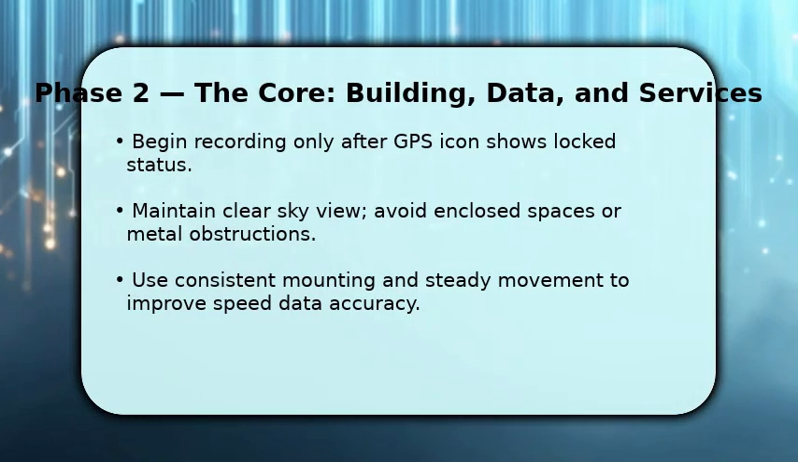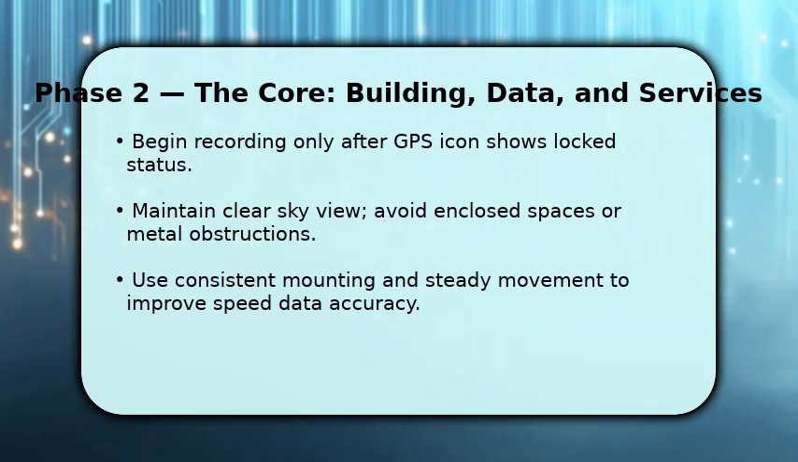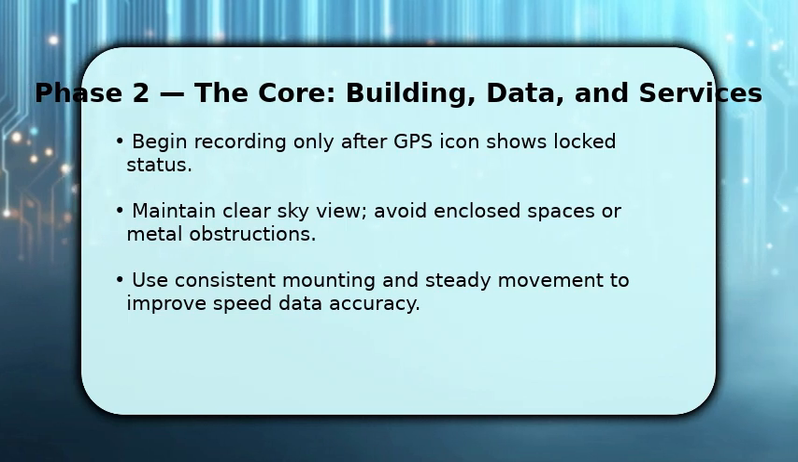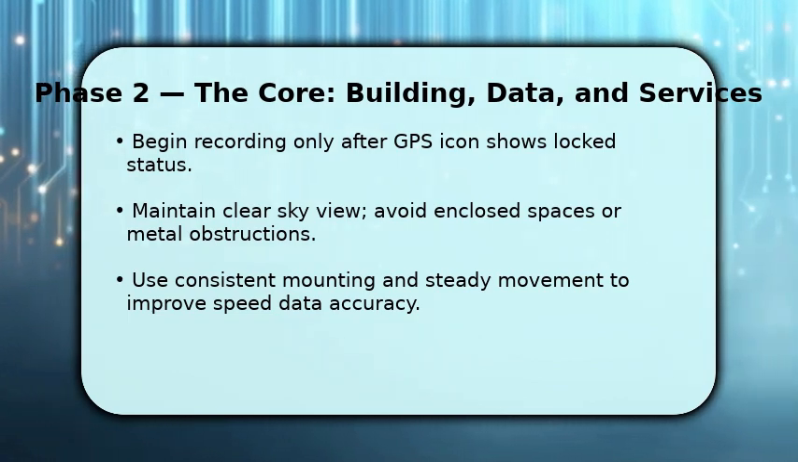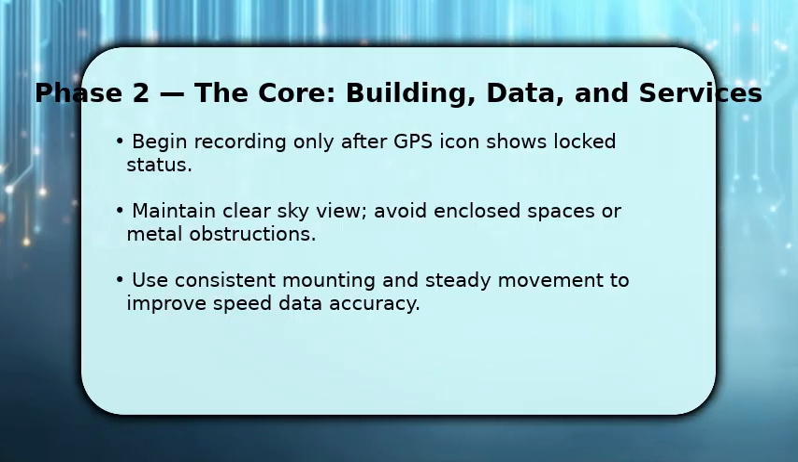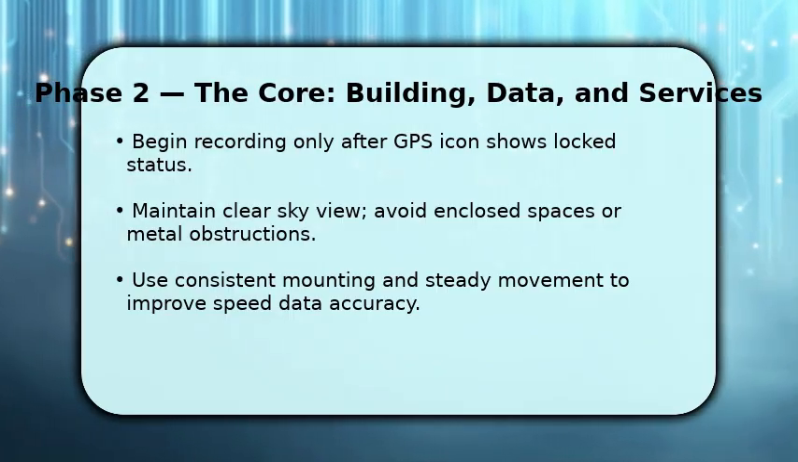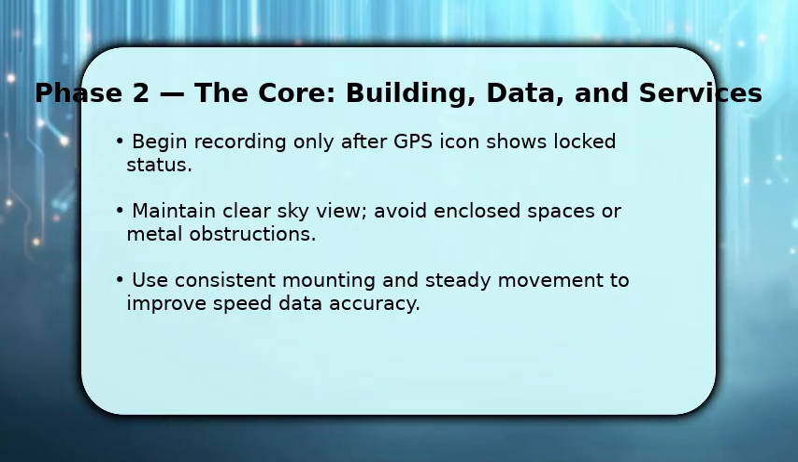You now record with GPS telemetry active. Start recording only when the GPS icon shows locked. While you record, keep the camera mounted with a clear sky view. Tall buildings, trees, or metal can degrade GPS quality and corrupt speed readings.